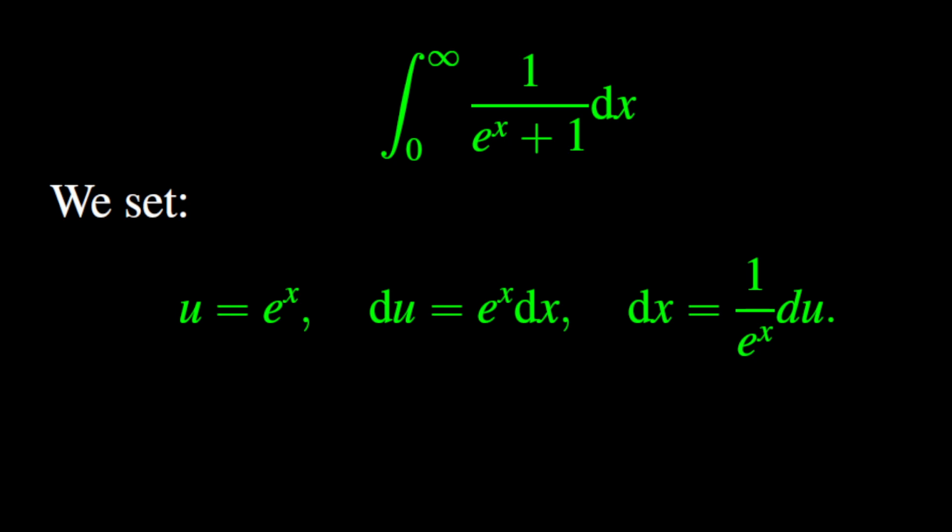In order to compute the value of this improper integral, we need to first find the antiderivative of 1 over exponential of x plus 1. As we look at this function, the only method that can be used at this stage is the substitution method. We set u equals exponential of x, then du is exponential of x dx. Thus dx is equal to 1 over exponential of x du.